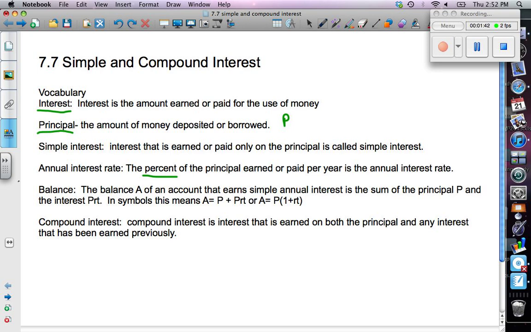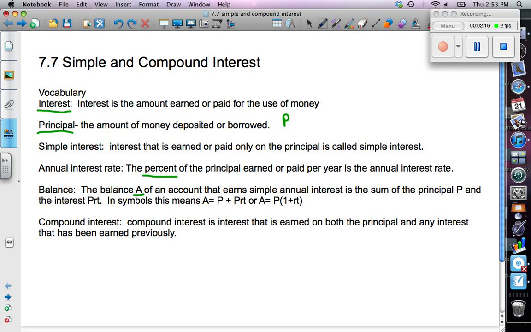Balance. The balance, we use the symbol A, of an account that earns simple interest is the sum of the principal and the interest, which is PRT. We're going to go over these equations on the next few slides, but we have two equations. You can either write the total balance equals the principal plus the interest on the principal, or you can rewrite it using the distributive property as the principal times 1 plus R times T, which is our interest.